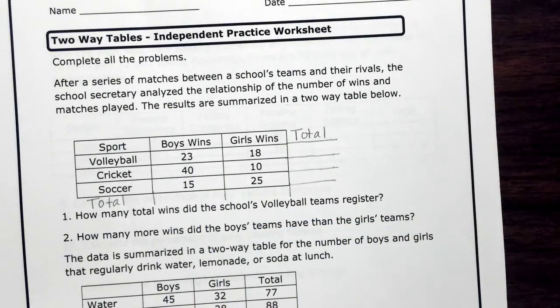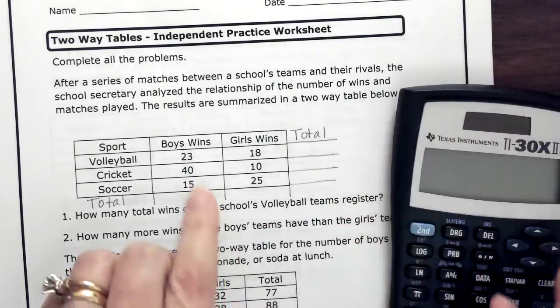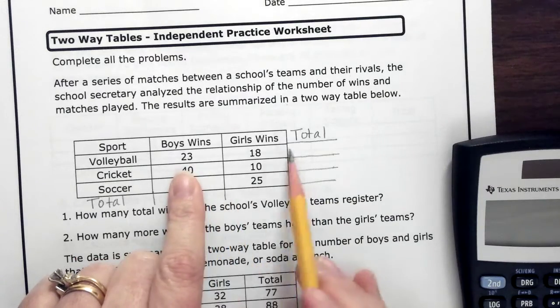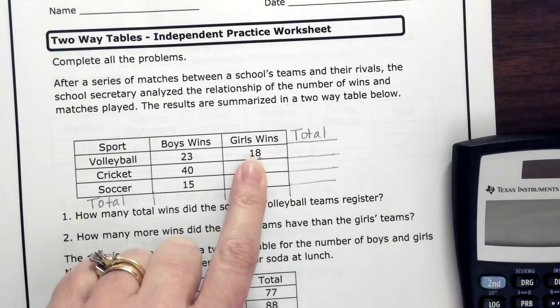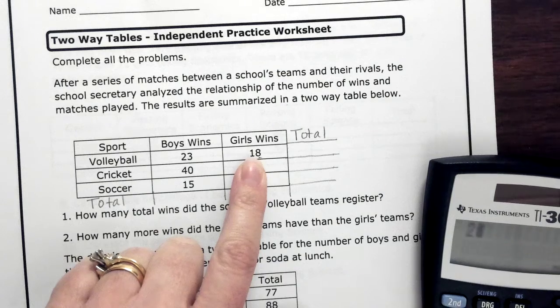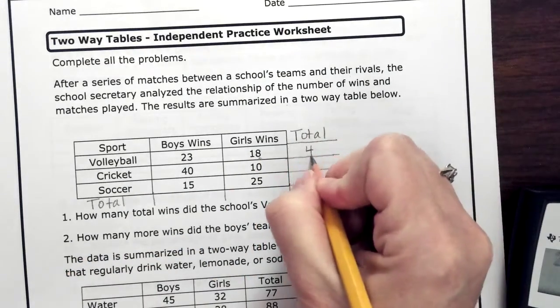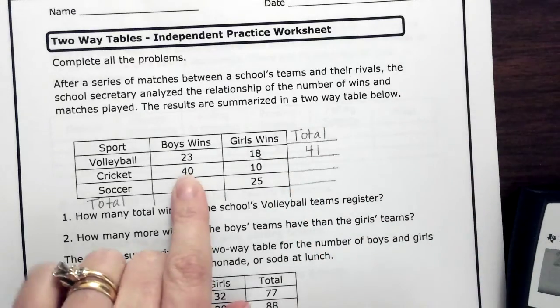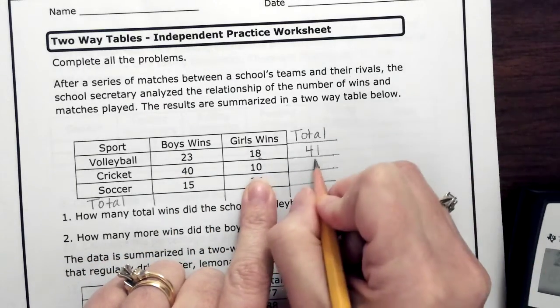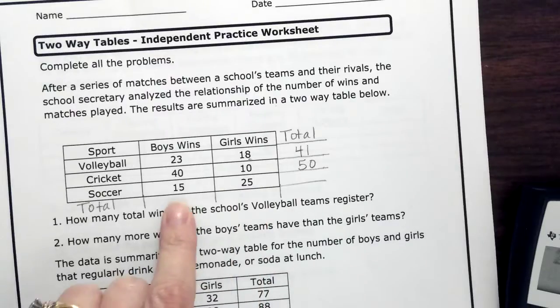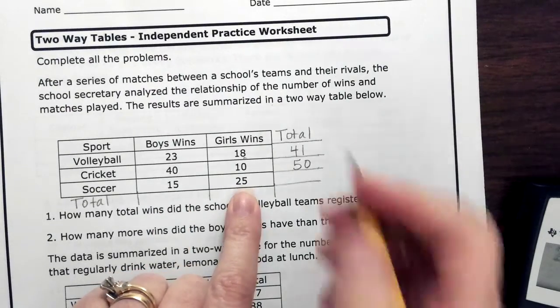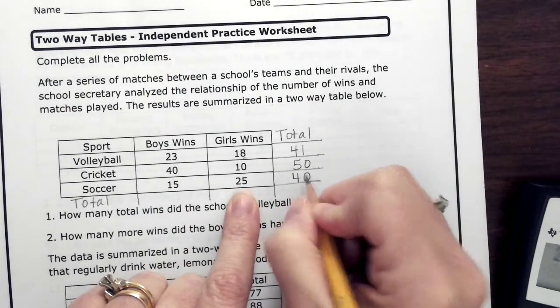So take your calculator and let's total our volleyball. So 23 plus 18 is 41, so write that in. And then 40 plus 10 would be 50, write that in. And then 15 plus 25 would be 40. And so write that in.